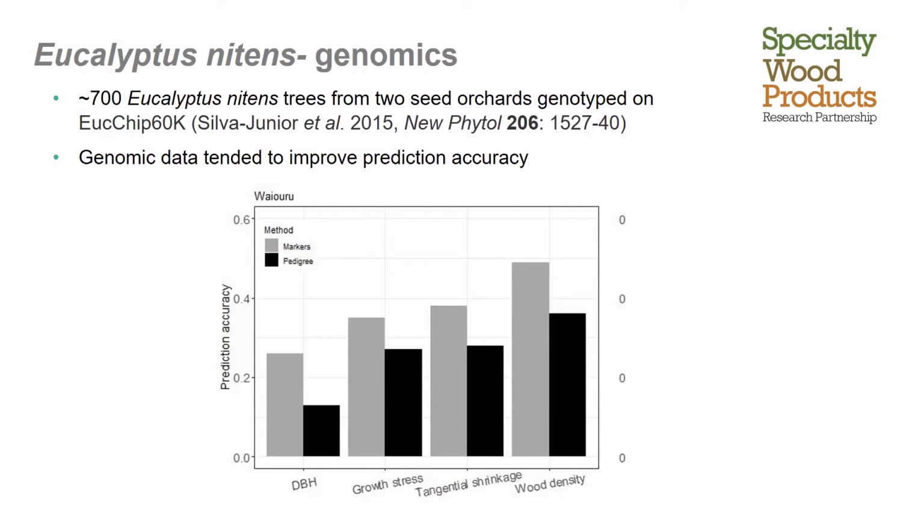So if you look at the chart, you can see the black towers, which are the pedigree or the phenotype-based information, and the grey towers, which is the combination of marker-based information and pedigree, and all of the towers increase in size and prediction accuracy for all of those traits: diameter, growth stress, tangential shrinkage, and wood density.